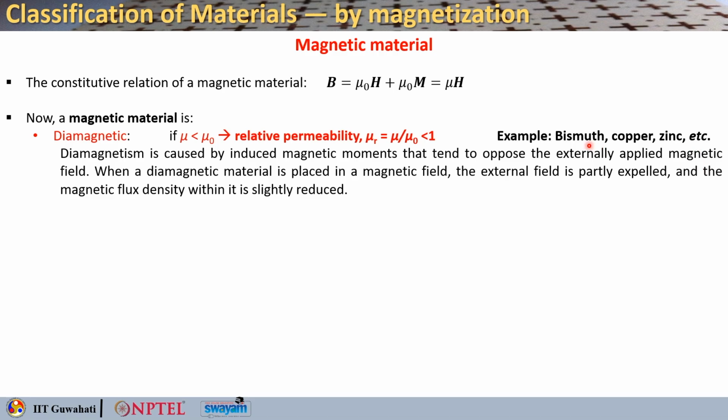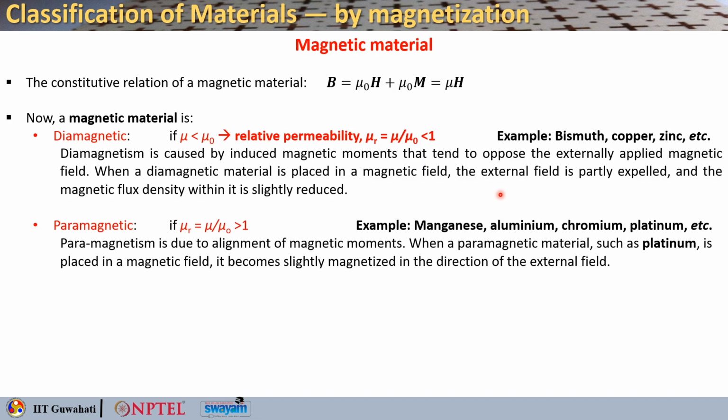If you take examples of bismuth, copper, zinc, etc., they are basically this kind of material. Diamagnetism is basically caused by induced magnetic moments that tend to oppose the externally applied magnetic field. When a diamagnetic material is placed in a magnetic field, the external field is partially repelled, or you can say expelled, okay. So, that way the magnetic flux density basically reduces, okay.